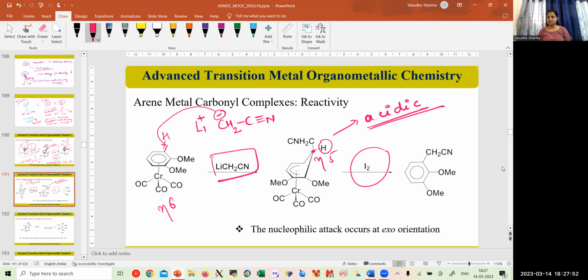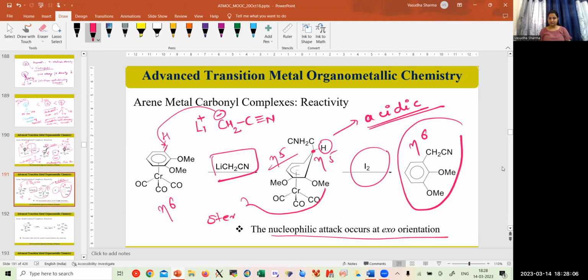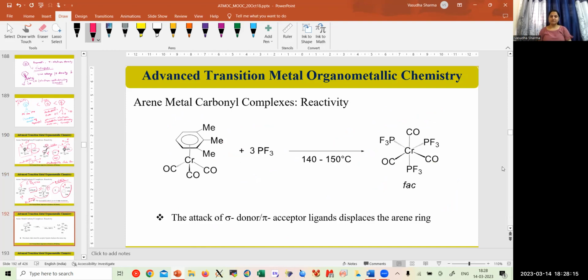And when this gets lost, it again forms from eta 5 to eta 6 moiety, and this becomes the desired product. And here the nucleophilic attack is occurring at the X orientation depending upon the steric hindrance of your metal carbonate. So this is the next example. Another example is of having a PFT arene metal carbonate complex, which is another example of its reactivity.